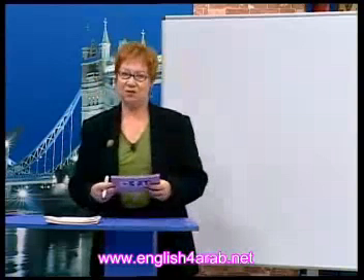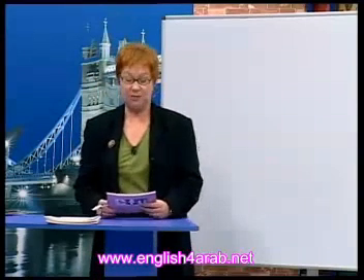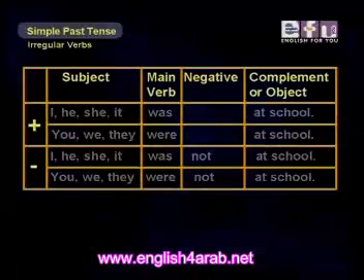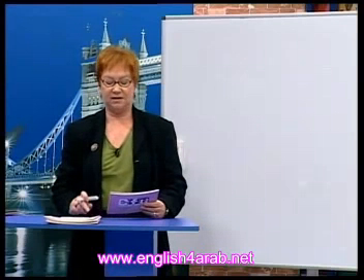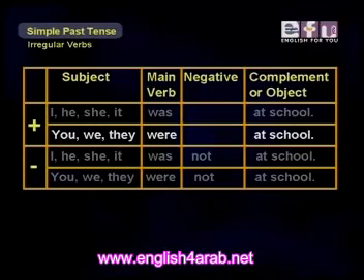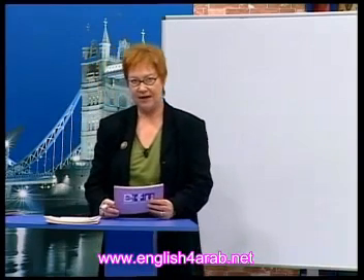Now, if you look at the screen, look at the examples on the screen, you can see how the sentences are put together. Now, we have subject, main verb, negative, and complement. I, he, she, it, was at school. I was at school. Subject, main verb, complement. Another example for positive, you, we, they were at school. Subject, main verb, complement. Okay?